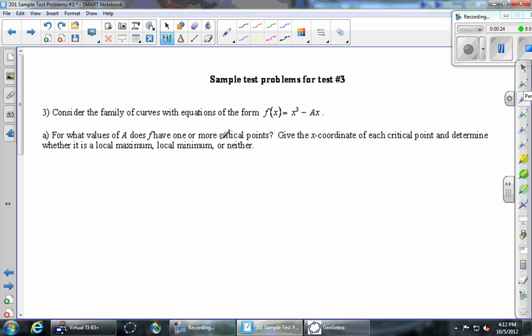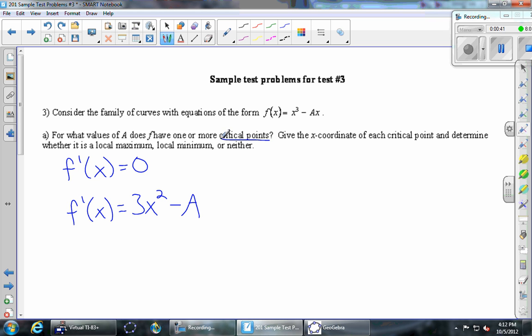Okay, so critical points means right away we're translating. Critical points happen where the derivative is equal to 0. So let's find the derivative: 3x squared minus a. And we're going to take that derivative and set it equal to 0 and solve for x. So first we'll move the a over by adding it. Move the 3 by dividing. And then finally take the square root of both sides.